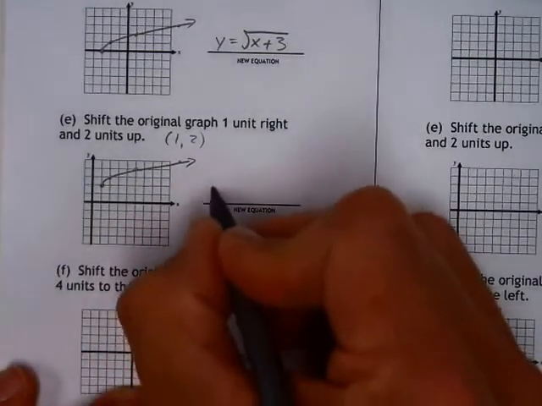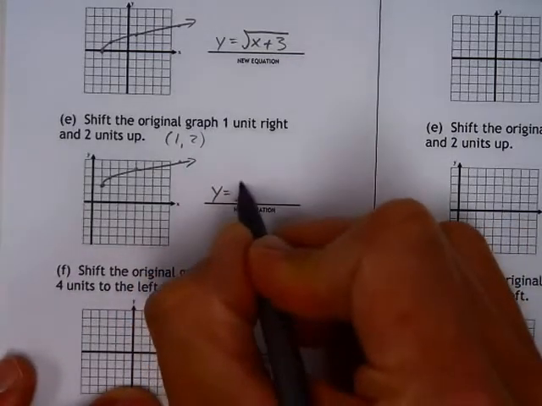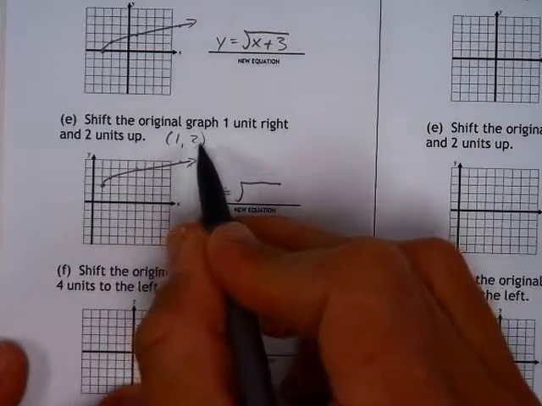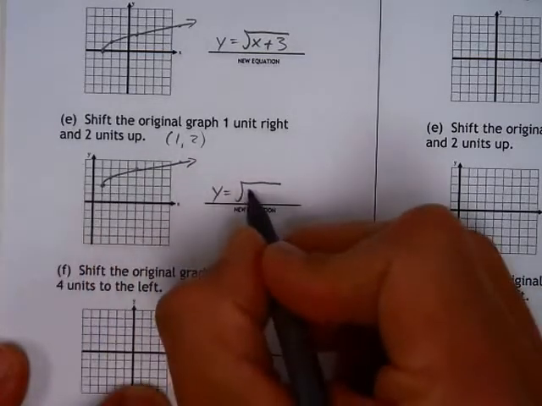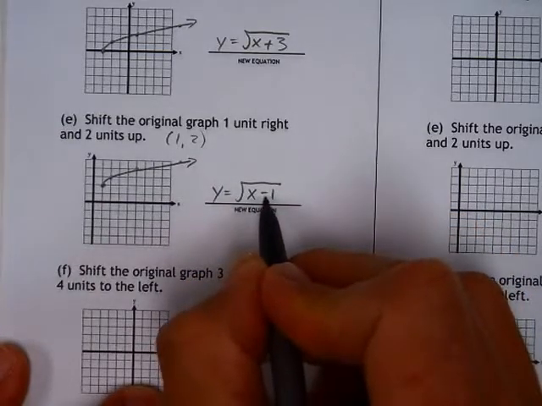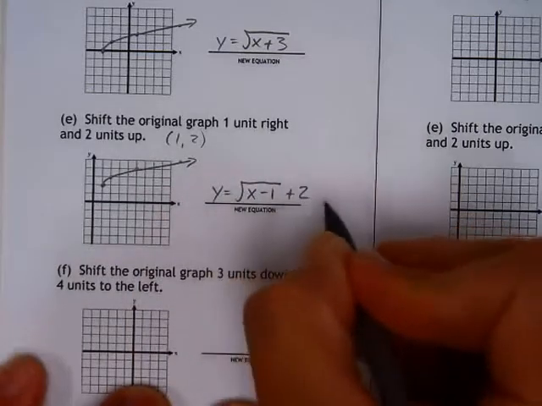But we want to see what's starting to happen to the equation. The square root of, so we have something going on inside and outside now. It's to the right, so that's an x minus 1. The opposite of what we would think inside, but exactly what we think outside. The up 2 means it's going to be a plus 2.